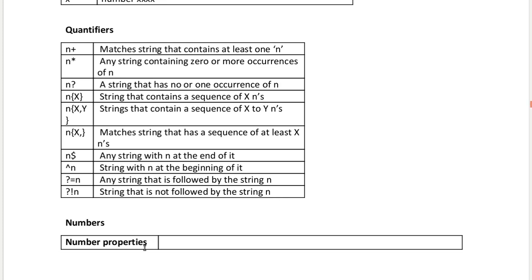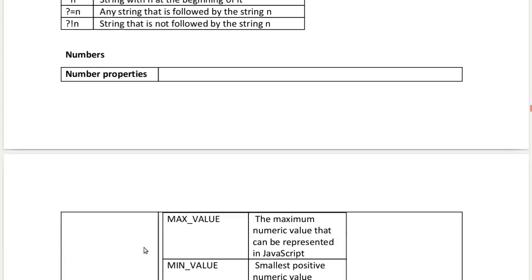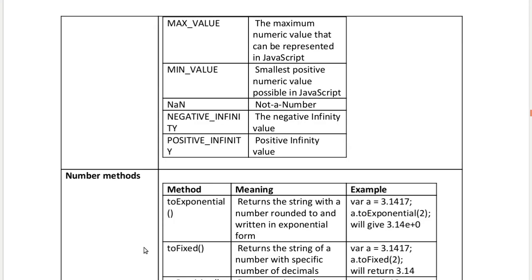Number properties. MAX_VALUE, the maximum numeric value that can be represented in JavaScript. MIN_VALUE, the smallest positive numeric value possible in JavaScript. NaN, not a number. NEGATIVE_INFINITY, a negative infinity value. POSITIVE_INFINITY, a positive infinity value.